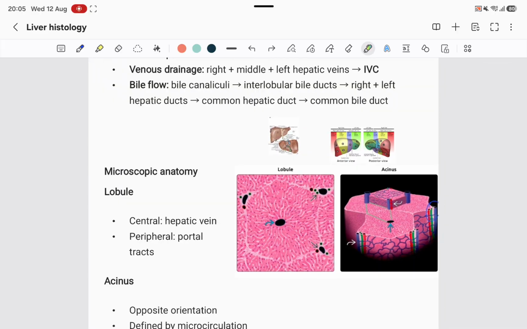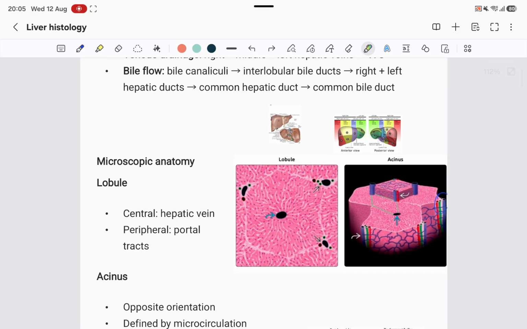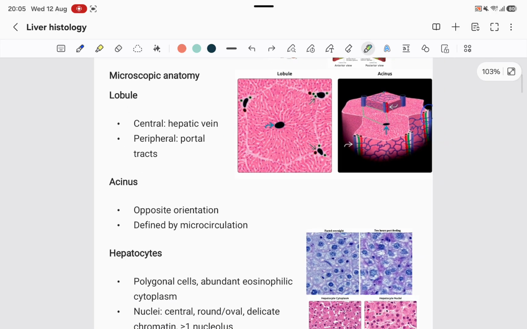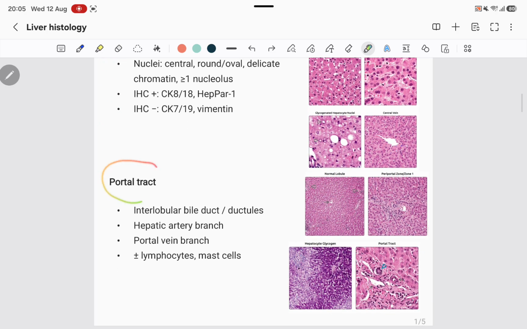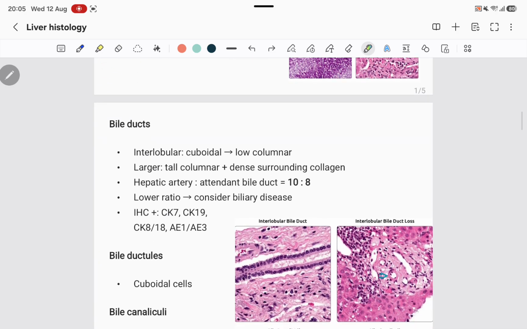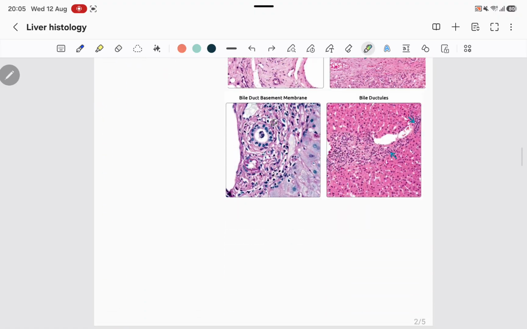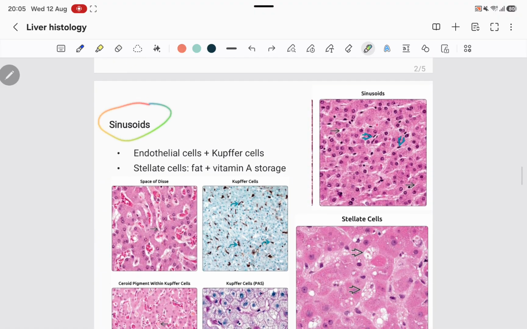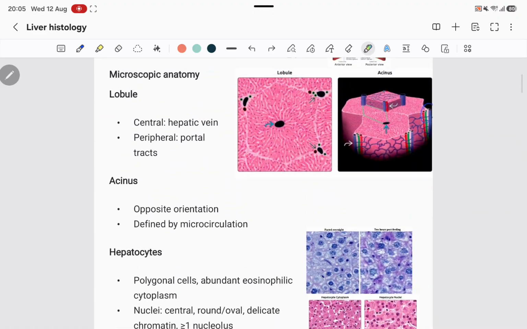Okay, so microscopic anatomy. For microscopic anatomy, we've got so many things. We've got the lobules, we've got the acini, we've got the hepatocytes, we need to talk about them. We've got the portal tracts, and then we've got the bile, okay? And lastly, we've got the sinusoids. All right, so how do we start with this?